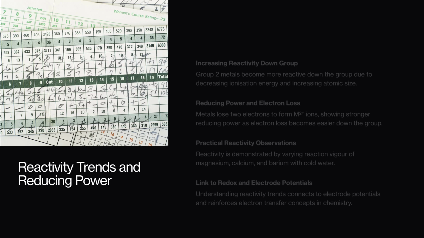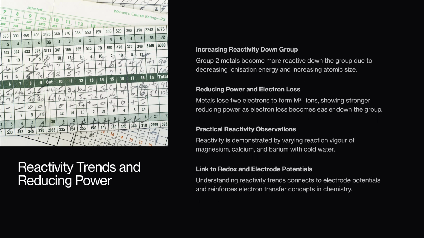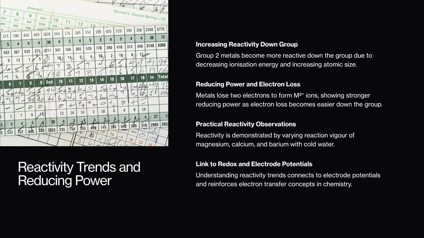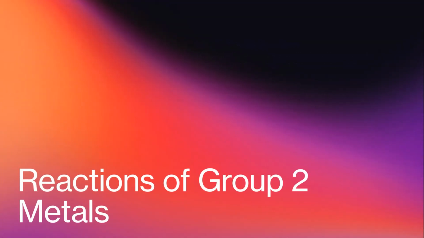Reactivity trends and reducing power. Reactivity refers to how readily an element loses electrons in chemical reactions. For Group 2 metals, reactivity is closely linked to first ionization energy and atomic size. As ionization energy decreases down the group, metals such as calcium, strontium, and barium lose their outer electrons more easily, making them stronger reducing agents. In redox terms, Group 2 metals are oxidized by losing 2 electrons to form M²⁺ ions. Reactions with oxygen, water, and acids.